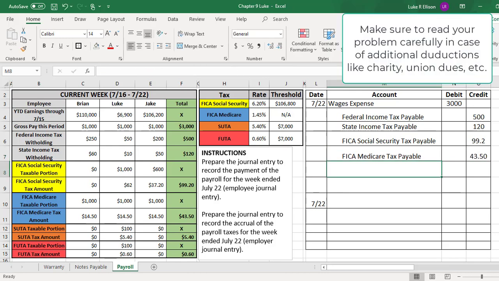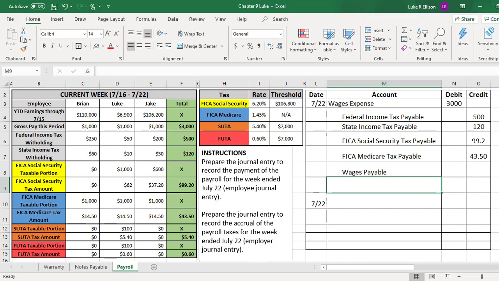Now we have one more account, which is going to either be the wages payable account or it's going to be cash. Now it would be cash if we knew that the employees were being paid on this date, but nowhere in the problem do we see that the employees were paid on 7/22. So we're just going to use the wages payable account, assuming that they're going to be paid relatively soon, maybe in the next week or maybe in the next few days.